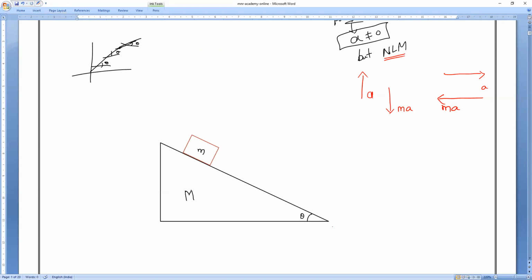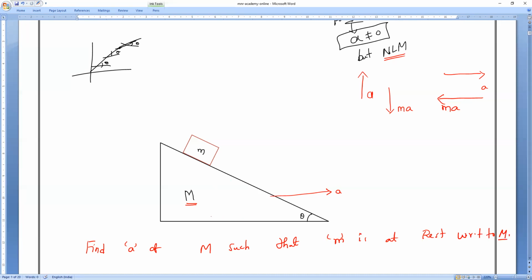Now observe very carefully. Imagine the inclined surface is moving with acceleration a in this direction. Our target is to find the acceleration of capital M. Question, observe all of you: find the acceleration of capital M such that small m is at rest with respect to capital M. Do you understand, Pradosh, what I'm saying?